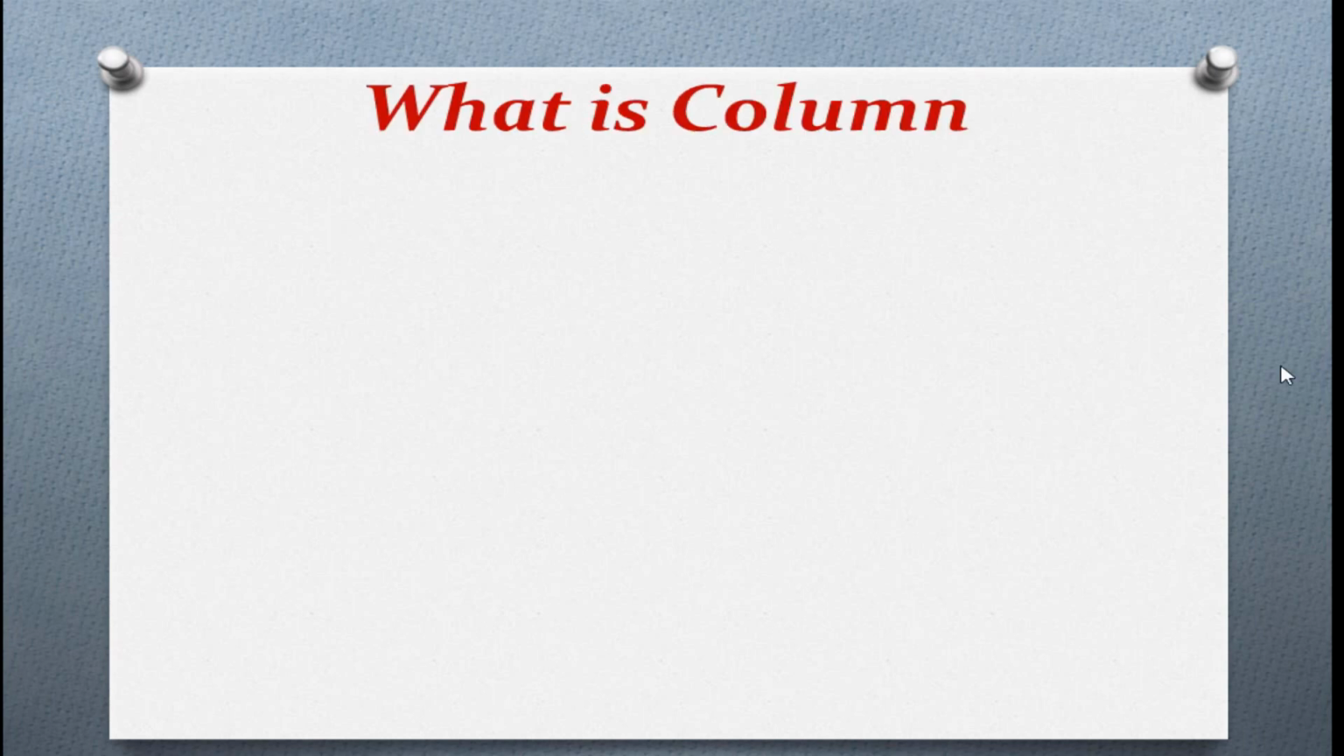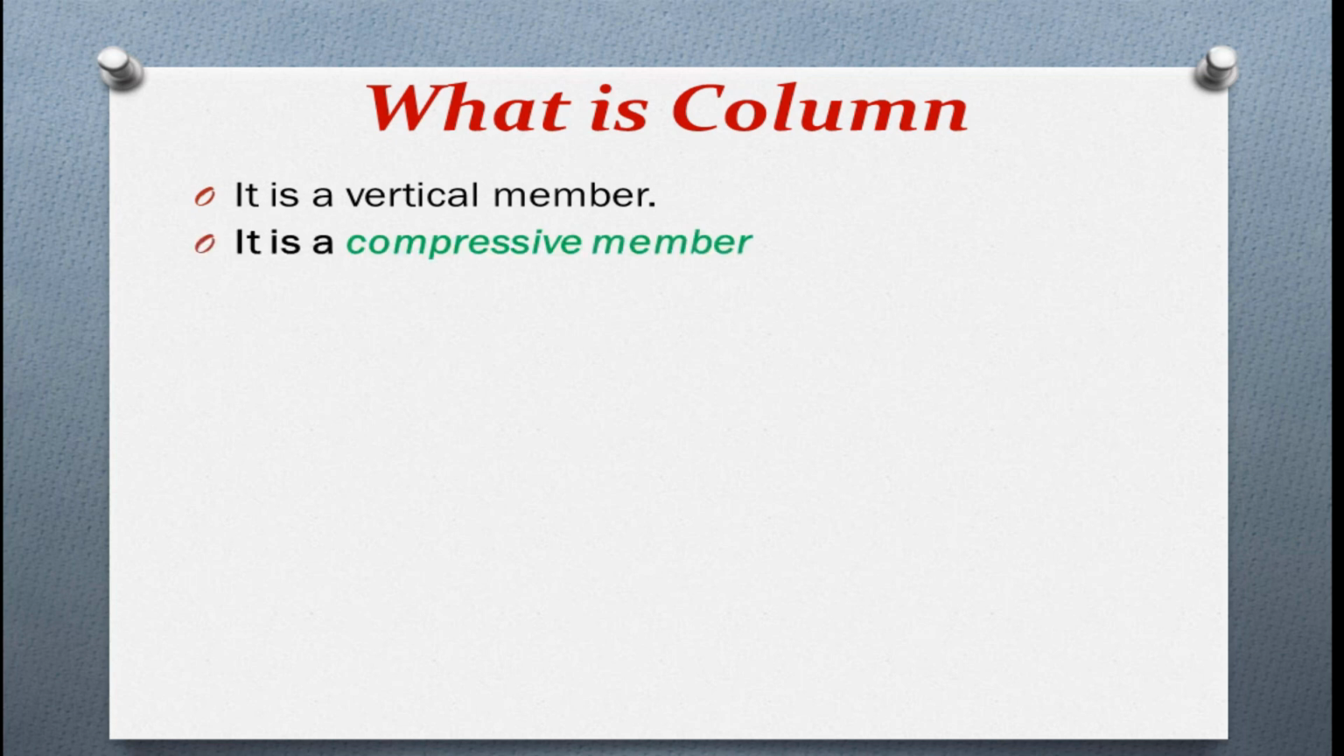First is what is column. It is a vertical member in a structure. Any member that is vertical is called a column. So next one is it is a compressive member. Told earlier it is a vertical member and it is a compressive member. So which one is right? The thing is, both are right.